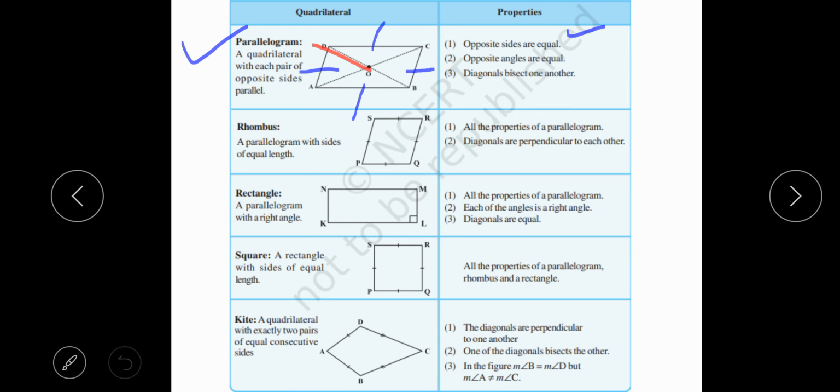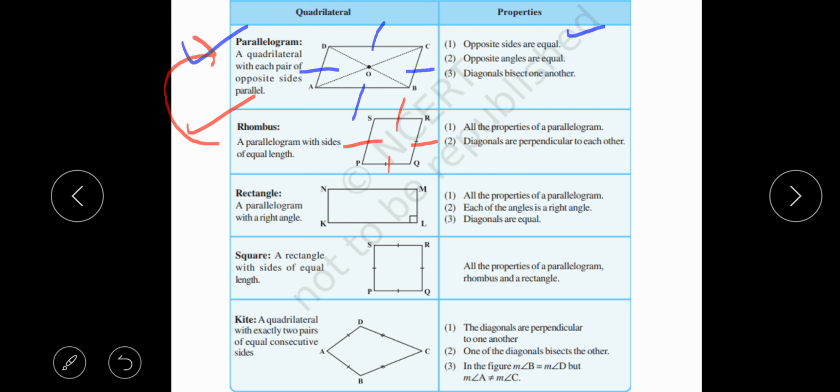Now the next quadrilateral is the rhombus. Now what is a rhombus? A rhombus is a parallelogram, but with one condition: all the sides are of equal length. Here all sides are of equal length. So a rhombus is a parallelogram with sides of equal length. This is the definition of a rhombus.